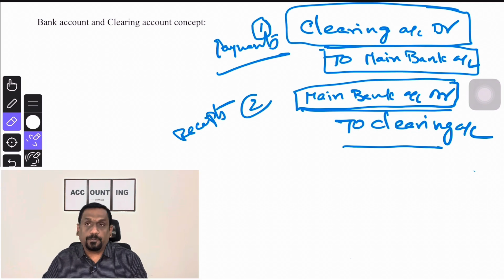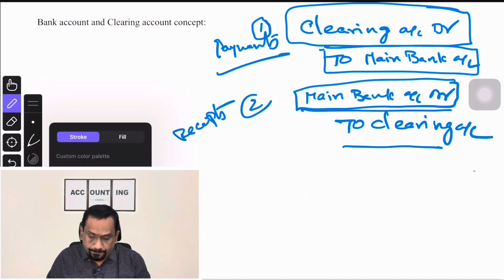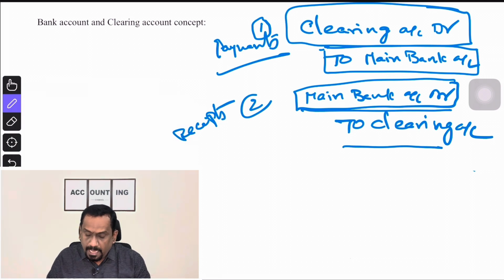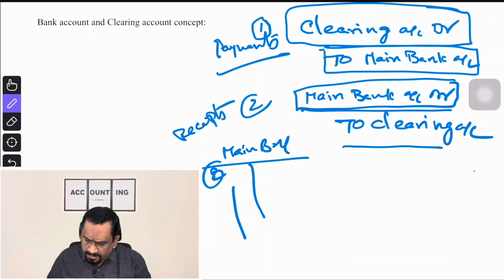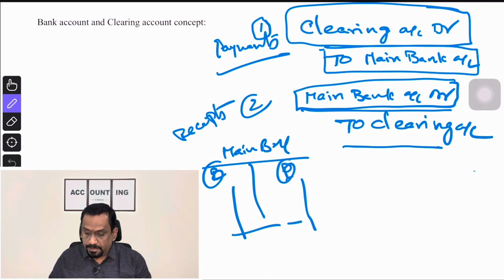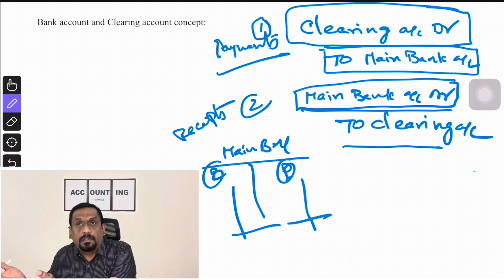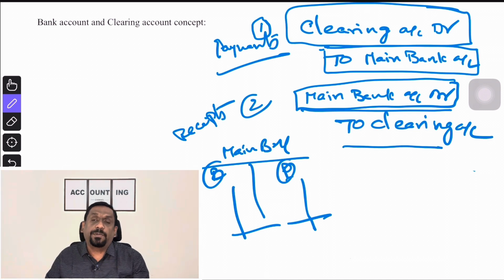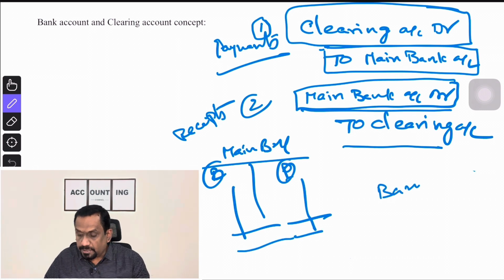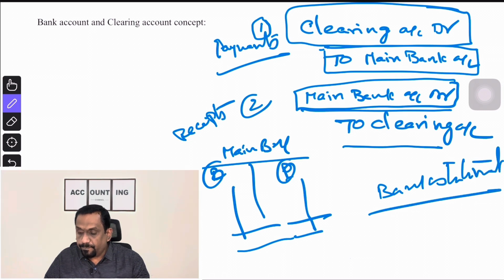Now, once these entries are posted, if you see your main bank account, it will have receipts recorded on the debit side and payments recorded on the credit side. This is the reflection of your bank statement. Whatever is there in the bank statement will get posted into the main bank account. So what are you supposed to do by the end of the month? You just balance this main bank account and match it with your bank statement, whether these two balances are matching or not.